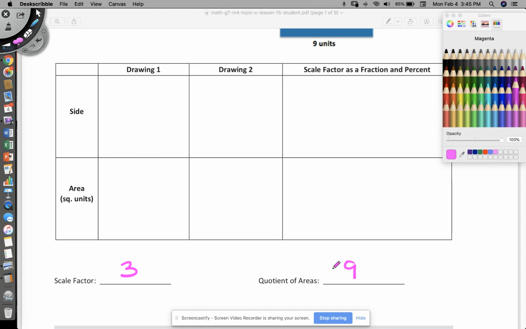So what did you get for areas? We got 9 as our number. And what did we get for the scale factor? We got 3. Now, again, we turn those into percents. We turn that into 300 and 900%. But they just wanted to know the scale factor and just the quotient of areas. All right, let's try the next one.